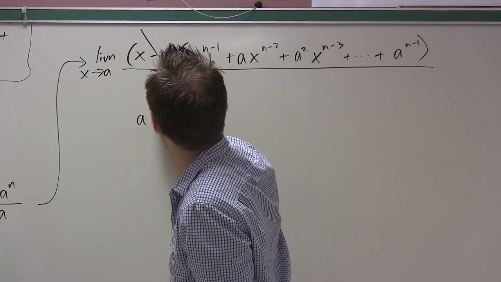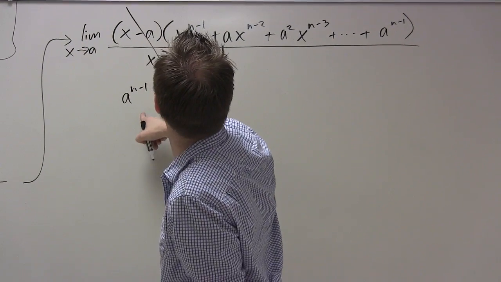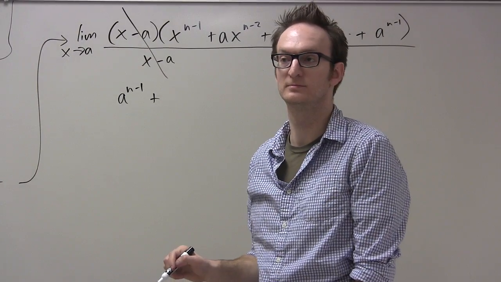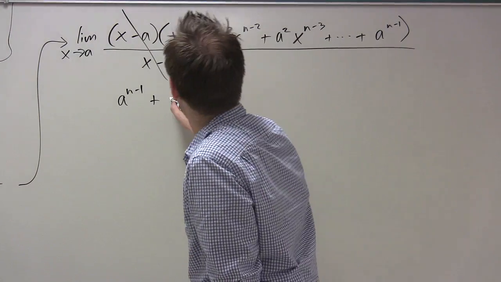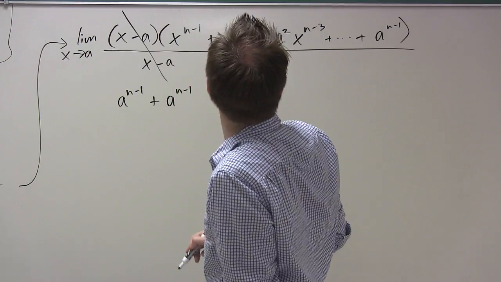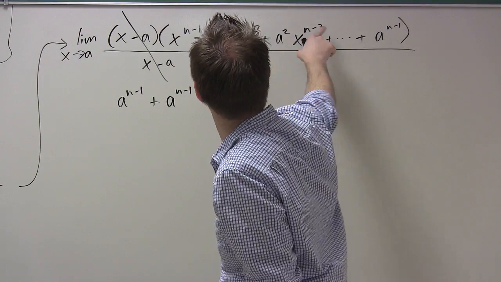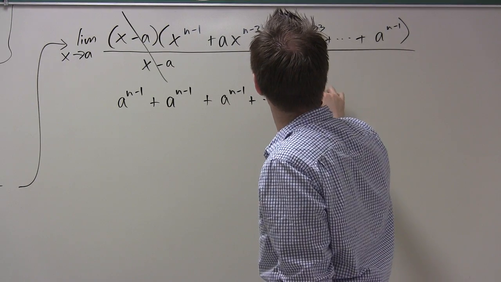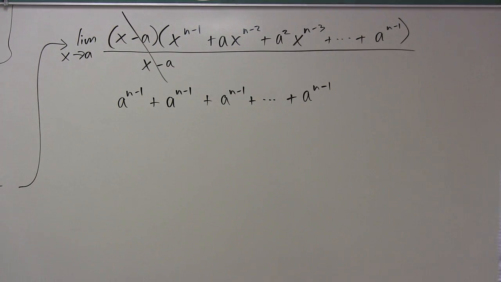a to the n minus 1 plus, yeah, I get another a to the n minus 1. Another a to the n minus 1. And in fact, all of these are going to be a to the n minus 1. How many of them do I have? N of them. I have n of them, yeah.